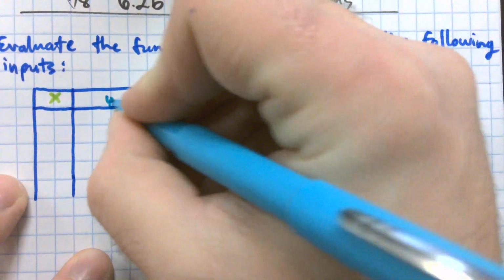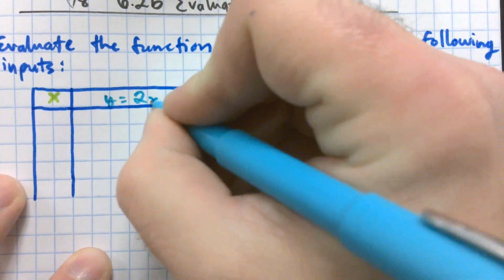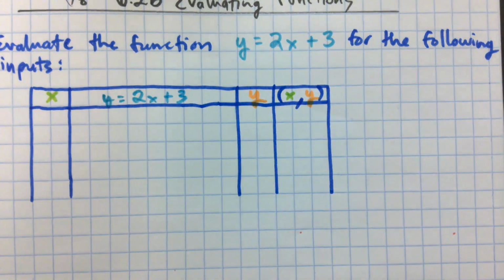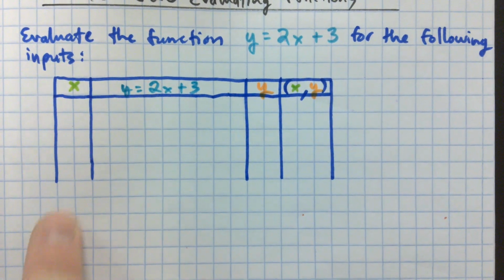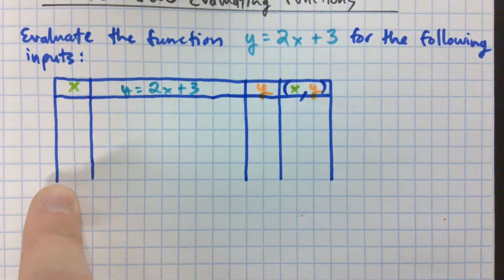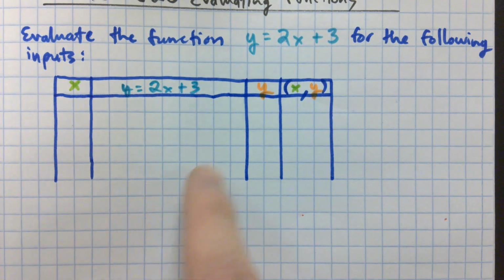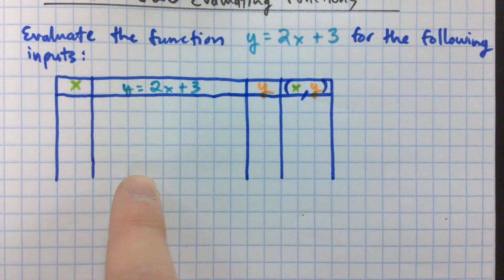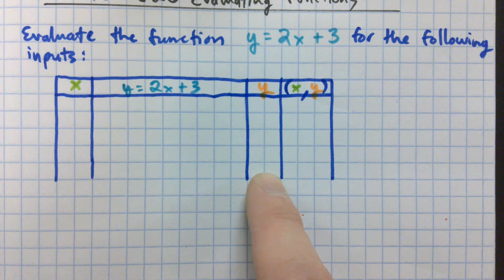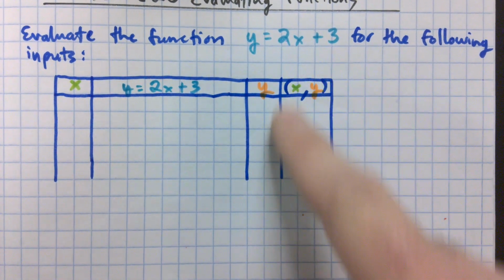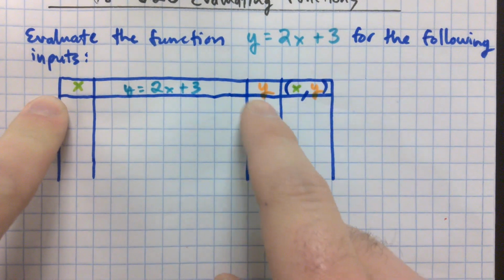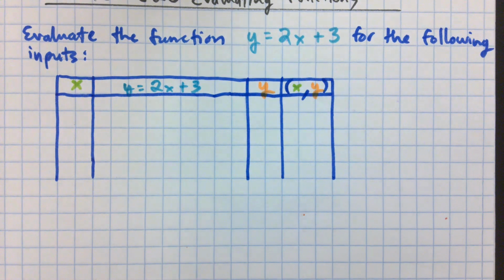So we got y is equal to 2x plus 3. So this is what our tables are going to look like here. We've got our inputs on the left. Those are my x values. I'm going to solve my function out in the middle and get some value for y as an output. And then I'm going to have my answer be the ordered pair of our input combined with our output. I know it looks like a lot, but once we get into it, it won't be too bad.